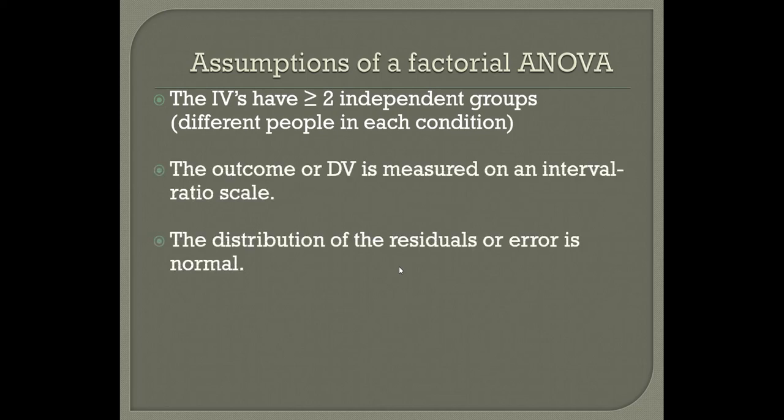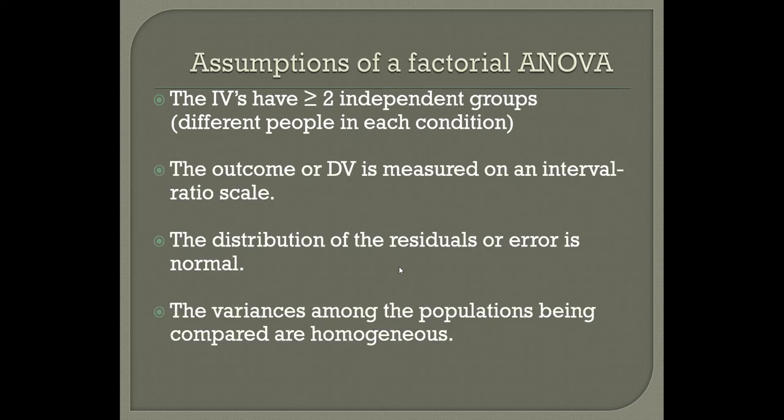Alright, so as with most parametric statistical tests, or all statistical tests, there are assumptions. Some of the assumptions for a factorial ANOVA are that the IVs have two or more independent groups, and that for the type of ANOVA we're covering now, people are assigned to one level of each IV. So people are assigned to one cell, or one group, in the design.